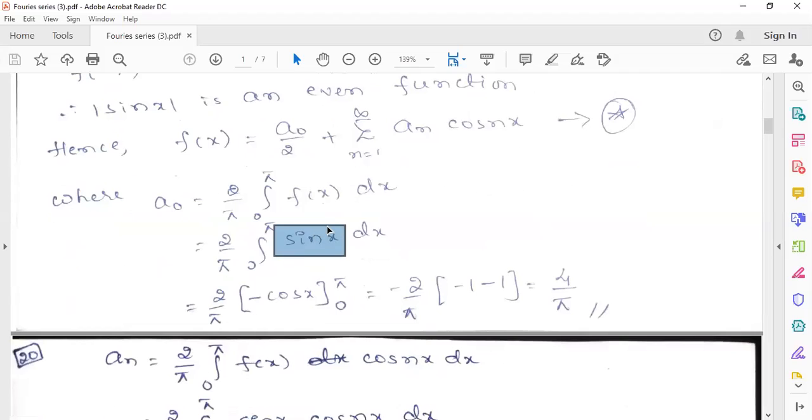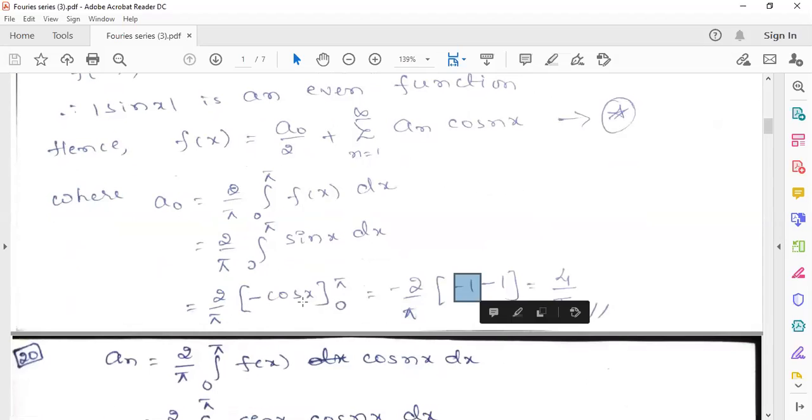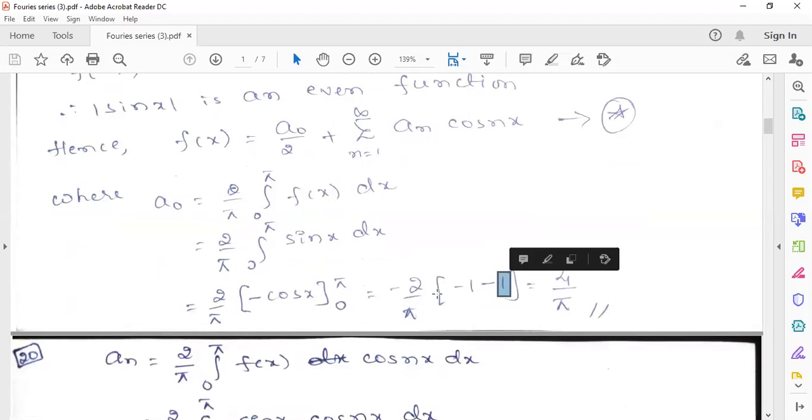Now to integrate this, integration of sin x is minus cos x, where the limits vary from 0 to pi. So apply the limits. The negative sign I'll take out. That means minus 2 by pi into cos pi minus cos 0. Cos pi value is minus 1, the upper limit value is minus 1. Minus cos 0, cos 0 is 1. That is minus 1 into minus 1 minus 1. So it will become minus 2. Minus 2 into minus 2 means it will become 4 by pi.